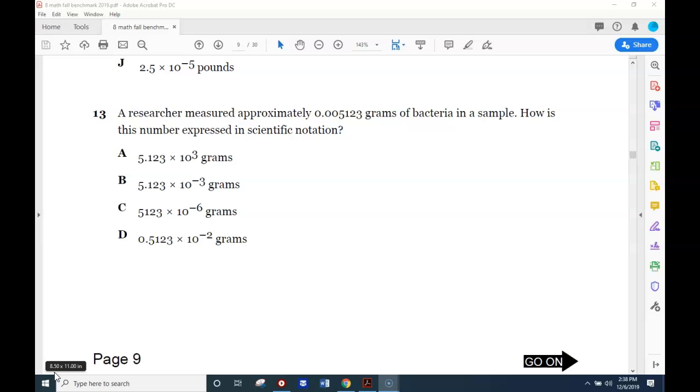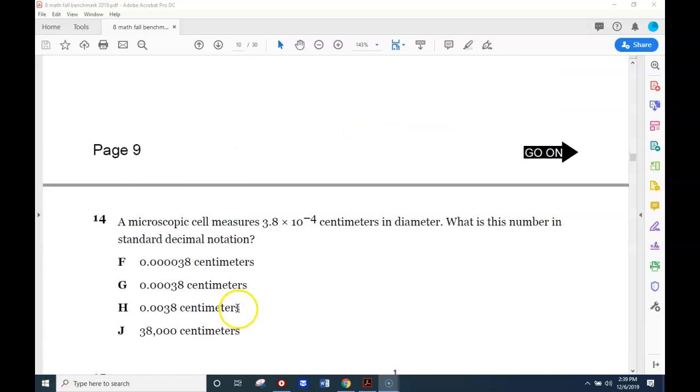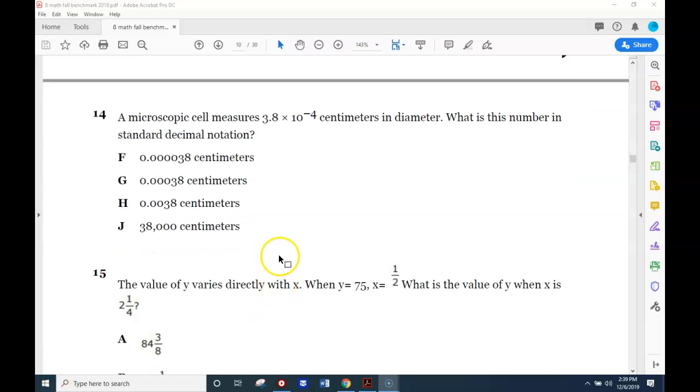C. 5,123 × 10^-6 grams. D. 0.5123 × 10^-2 grams. Number 14. A microscopic cell measures 3.8 × 10^-4 centimeters in diameter. What is this number in standard decimal notation?